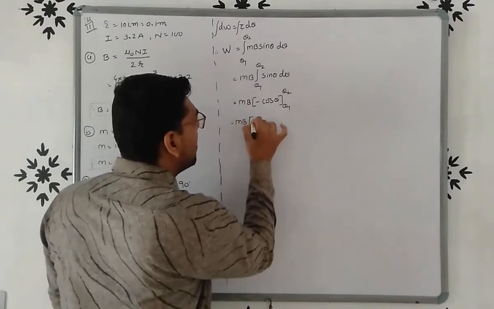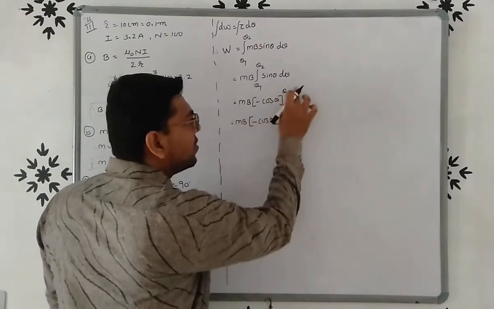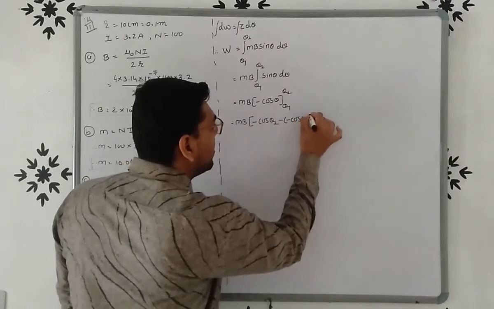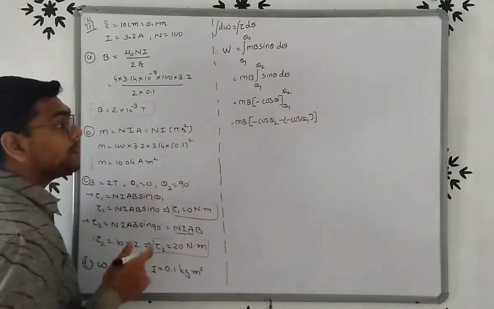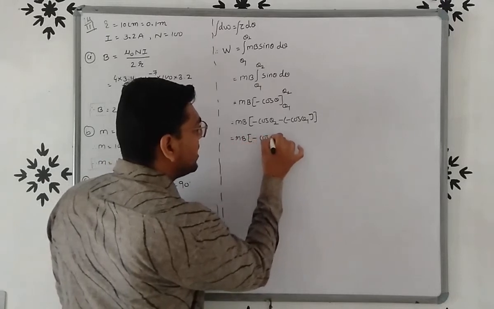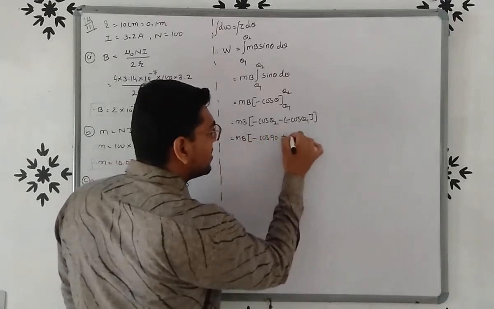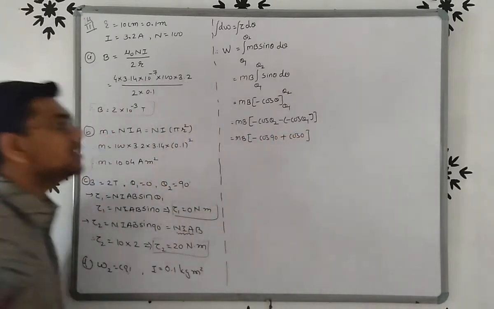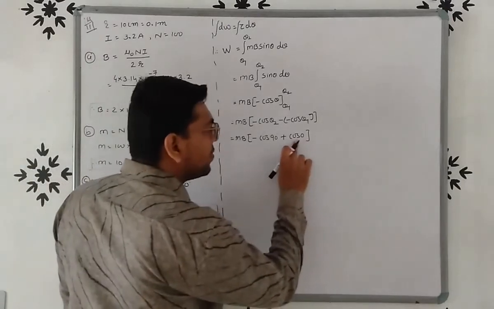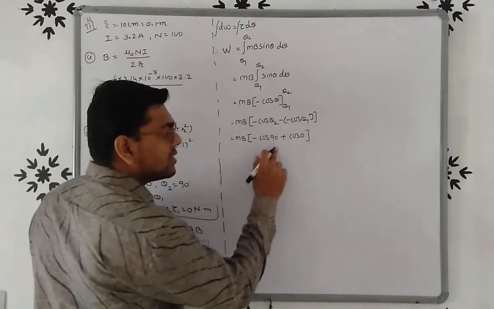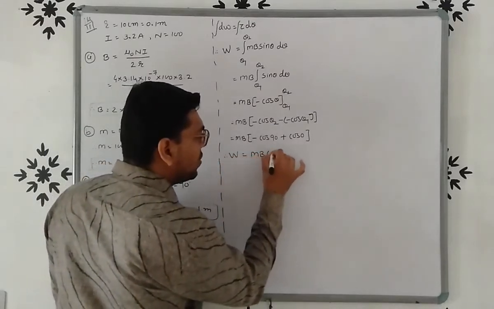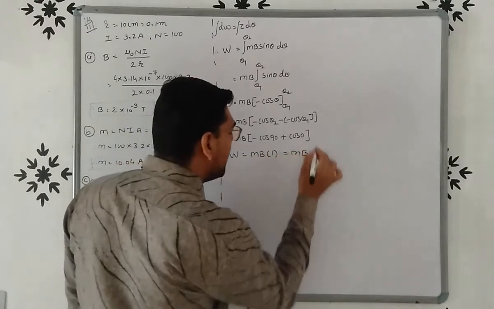So mB minus cos theta 2, first of all the upper limit, then minus the lower limit, minus cos theta 1, like this, right? So mB minus cos theta 2, that is 90, minus minus, plus cos theta 1, that is 0. We already know the value of cos 0 is 1 and cos 90 is 0. So W is equal to mB into 1, or we can say mB, right?